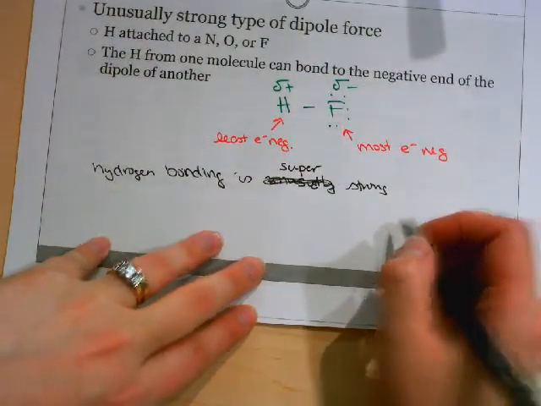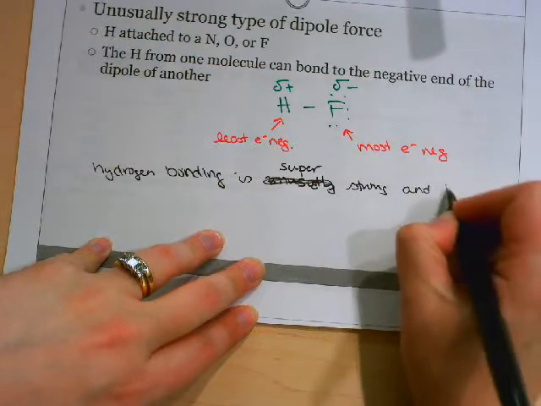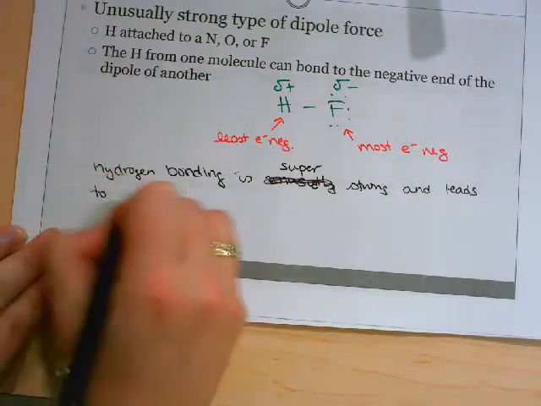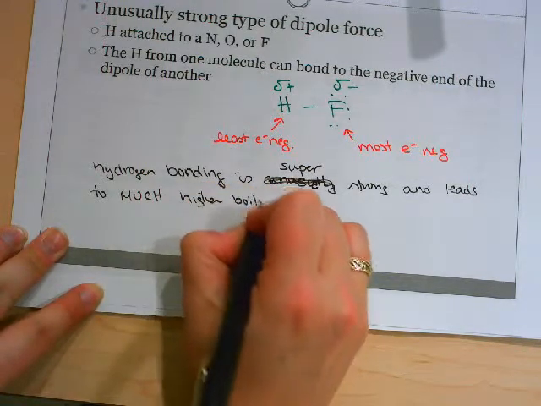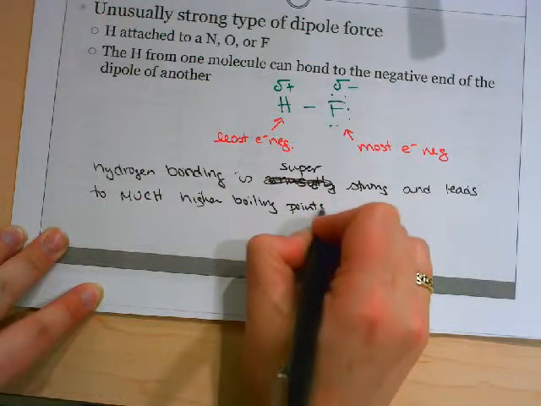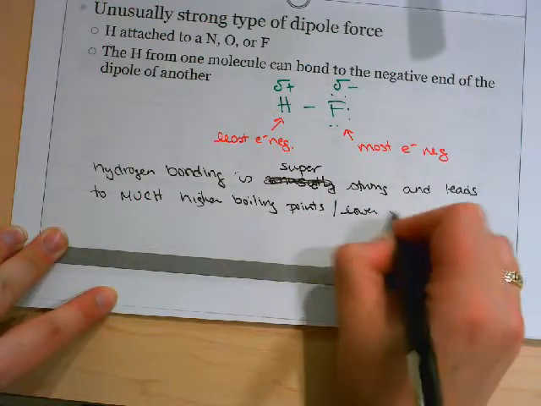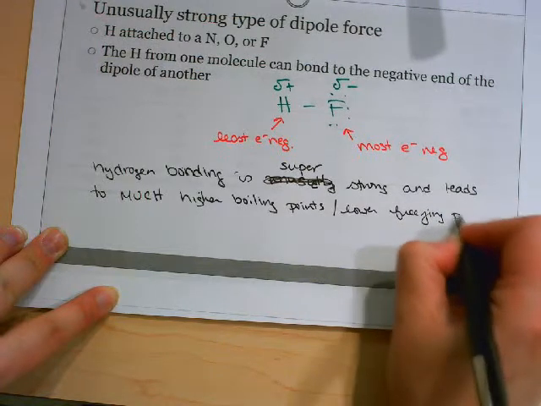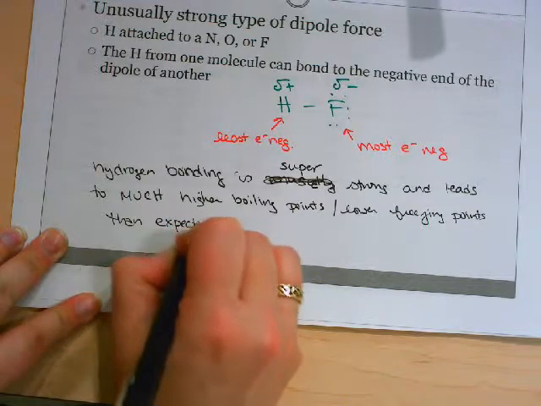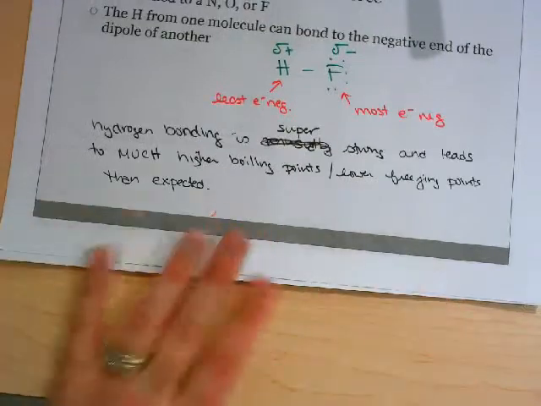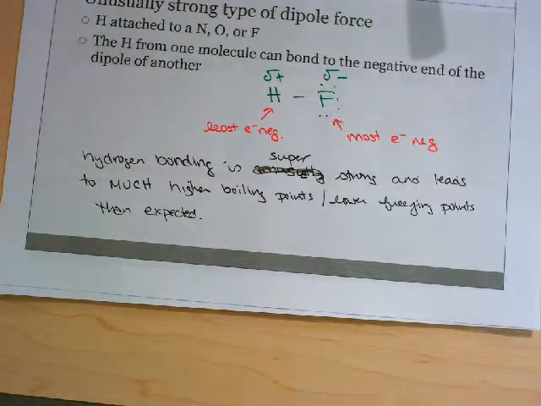So, hydrogen bonding is super strong. It's not just dipole strong, it's stronger than dipole. So it leads to a much higher boiling point or a lower freezing point than you would expect based on the other molecules that are similar to it.